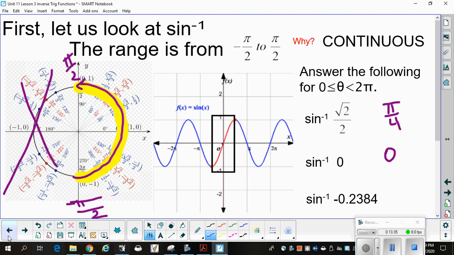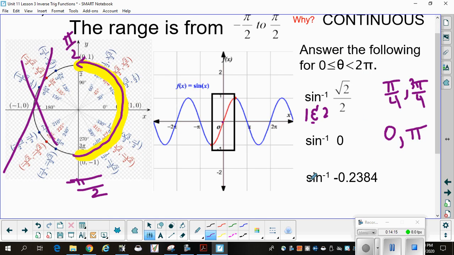If I back it up here, just so we can say, from 0 to 2 pi, the sine is root 2 over 2. Where else is sine positive? Well, it's positive in quadrants 1 and quadrant 2. So this would be 3 pi over 4. Sine is 0 here. Where else is sine 0? At pi. Now don't put down 2 pi because notice this is less than 2 pi.